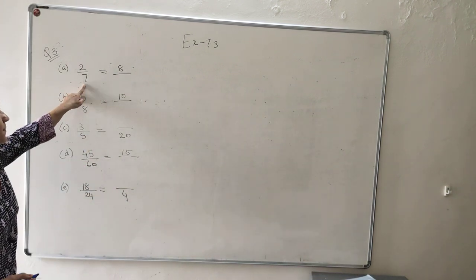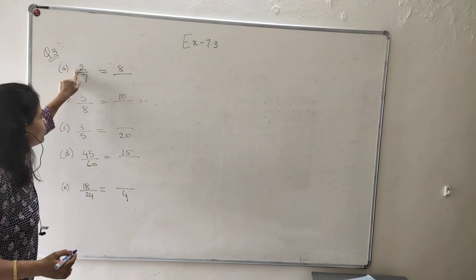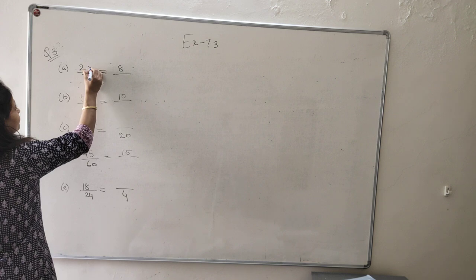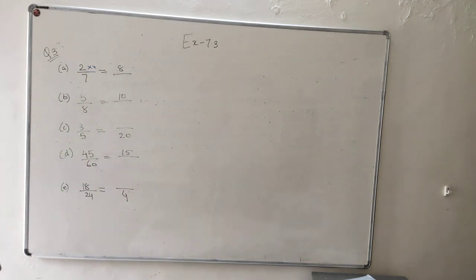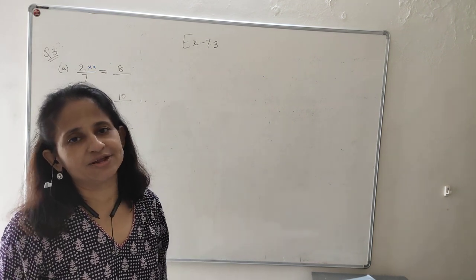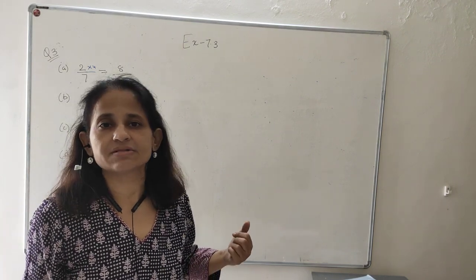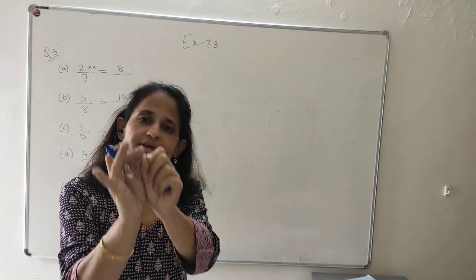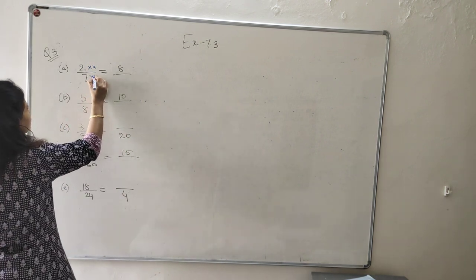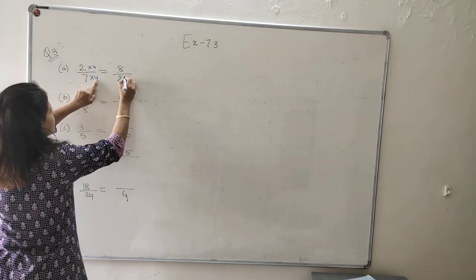Now, 2 upon 7. I want to find its equivalent fraction. What should I do to 2 to make it 8? I multiply it by 4. Now I told you, whenever I multiply the numerator by any number, I need to multiply the denominator by the same number. Otherwise, the denominator will feel bad: why only the numerator, not me? So whatever you multiply the numerator by, you have to multiply the denominator by the same number. So I will multiply the denominator also by 4. So 7 4s will become 28.